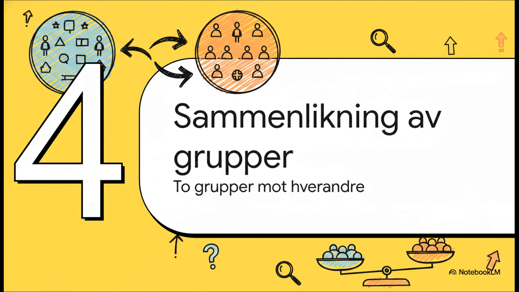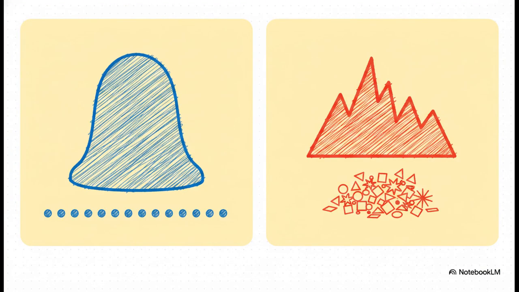Moving on to Part 4. Comparing groups, pitting two groups against each other. Now, we can pull out the t-test again, but this time adapted for 2 samples. It's fantastic for comparing the averages between, say, Group A and Group B, but it still requires the data to behave nicely and follow a normal distribution.